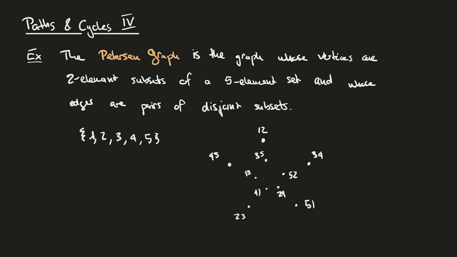We now need to add the edges to our Petersen graph, and by the definition of the Petersen graph, there's an edge between two vertices if the corresponding subsets are disjoint. For example, we have an edge between the subsets containing 1 and 2 and the subset containing 4 and 5. Similarly, we have an edge between the subset containing 1 and 2 and the subset containing 3 and 5. For example, we don't have an edge between the subset containing 1 and 2 and the subset containing 5 and 2 because those two subsets are not disjoint, so there would not be an edge here. I'll now draw the remaining edges.